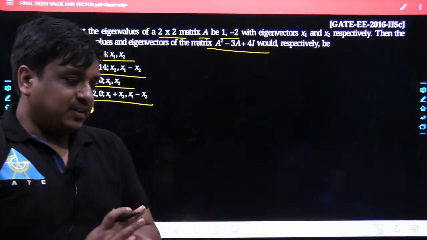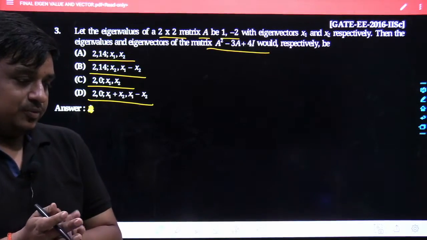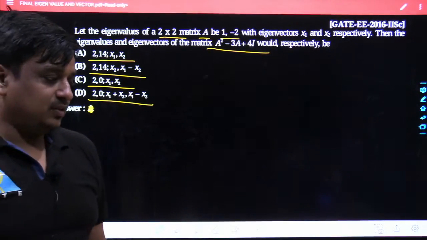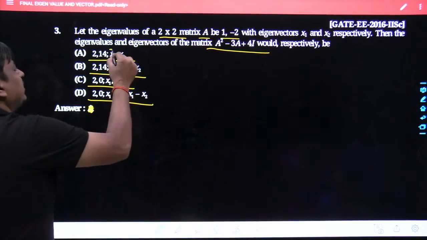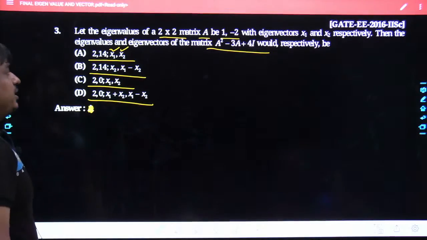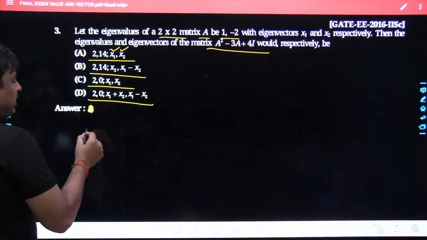So the answers have started coming. Option A, sir. That's it, no change in x. They will remain as they are. And the new matrix, let's call it B.